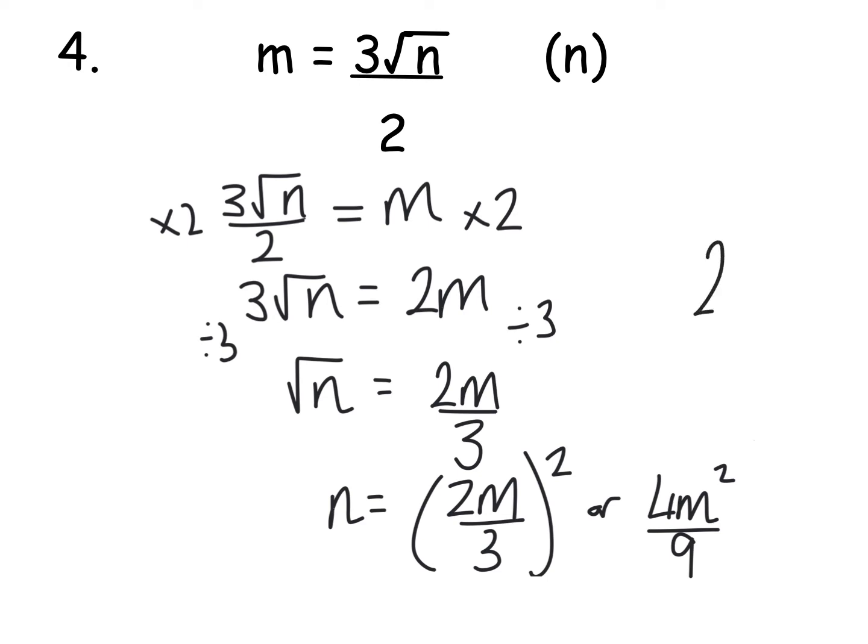What we do not want to see is this, because that looks like you've only squared the m. It's everything that's got to be squared, hence the big bracket. So that's a big no-no, okay?